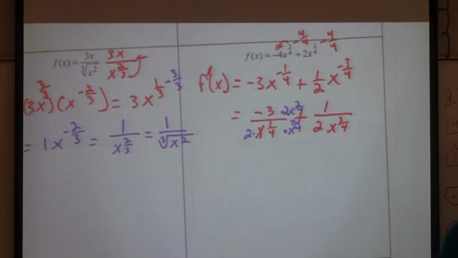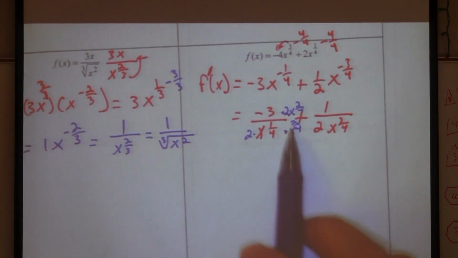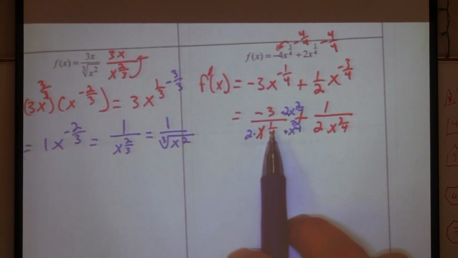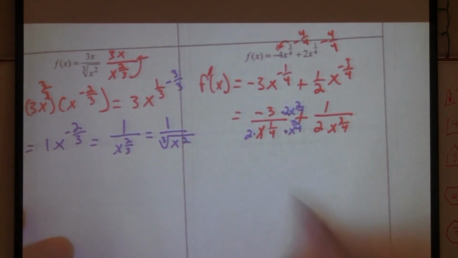To the 2/4... Are we okay on where I got the 2? Yes, and I left it over 4 on purpose so I can add it easily to this one, okay? Right, so what do I end up with?